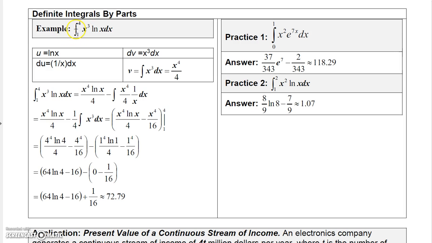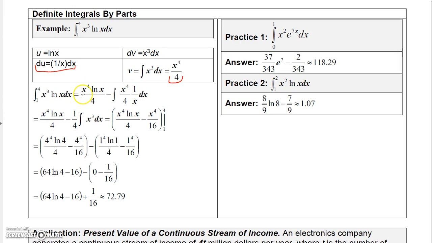Well, I figured I should show you a definite integral by parts. So here's one, x cubed times natural log of x dx. I'm going to let u be natural log of x, and then of course dv has to be x cubed dx. So if u is natural log of x, du is 1 over x dx, and if dv is x cubed dx, then v would be x to the 4th over 4.